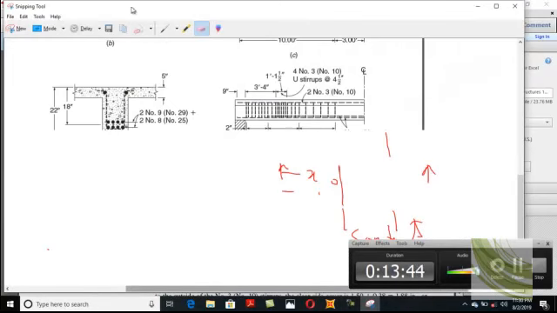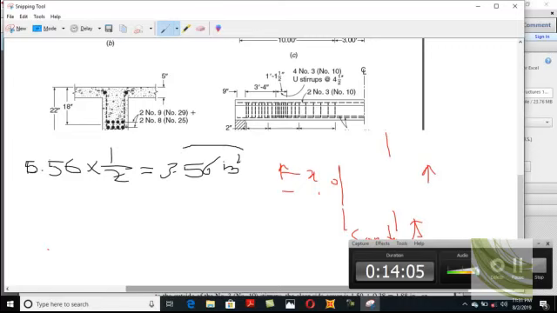Let's see. Look, you have total area of 6.56. If you take its 1/2, it comes out to be 3.56. Clear? So this 3.56 or 7 square inches area is continued and the rest is discontinued. Clear?